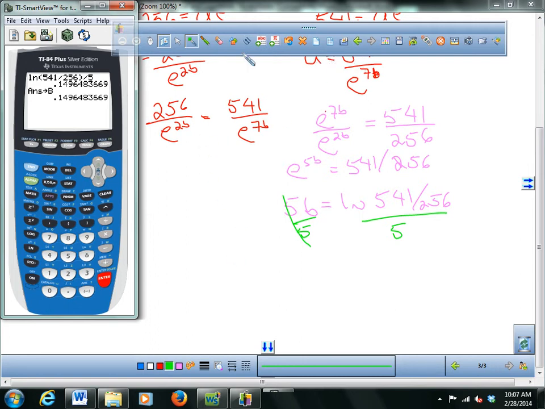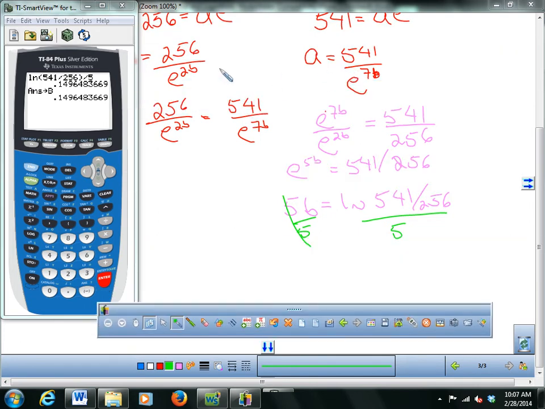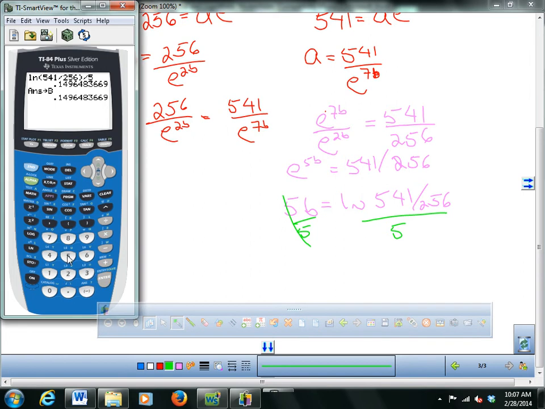I still have to find a, right? So all I have to do to find a is take one of these equations and plug it in. Okay, so I'm going to go 256 divided by, I think I'm going to put this in parentheses just to be safe, second e raised to the 2, and then you hit recall, which is right above the STO key.